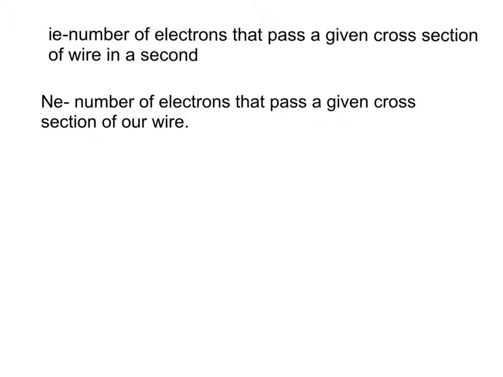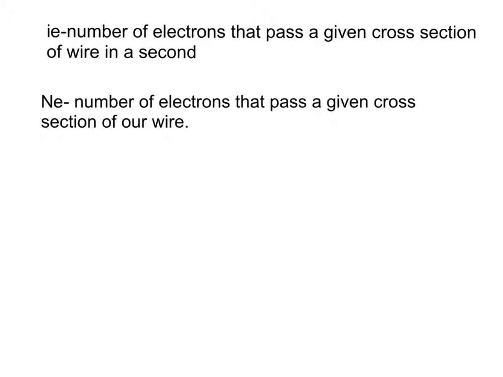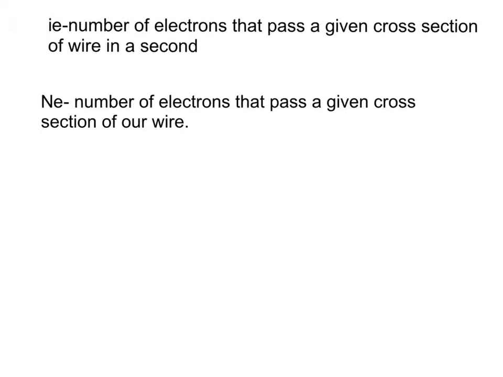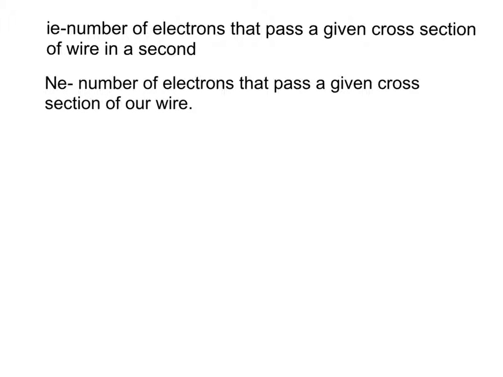So now we're going to define two more terms. The first one is IE, which is the number of electrons that pass a given cross-section of wire in a second. And the other one is capital NE, which is the number of electrons that pass a given cross-section of wire. So again, if I want to put the IE and the NE in mathematical terms, I would say that IE is equal to NE divided by time.